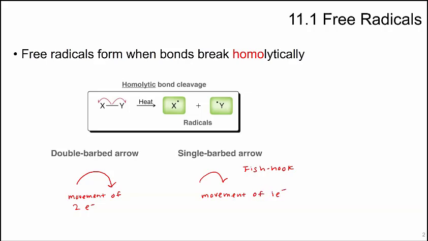So a radical is an atom with an unpaired electron. In this case, one of the electrons from the bond goes onto the X, one electron goes onto the Y, so we have an X radical plus a Y radical, and that is a homolytic cleavage because each of those atoms got one electron.